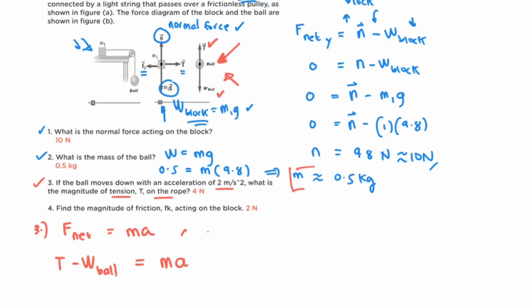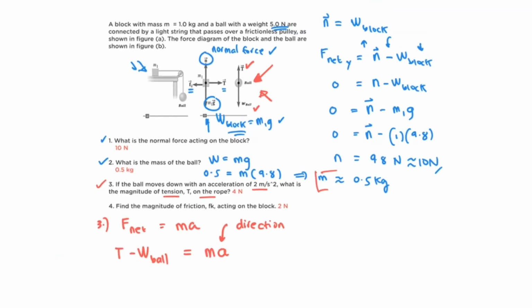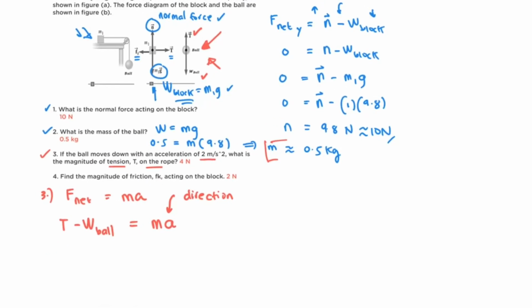Now for the acceleration, you have to take note where the object is moving, or its direction. If it's going down, it should be negative. If it's going up, it should be positive. That is our convention, just like force. So moving forward, we are interested to solve for tension. We will have T minus the weight of the ball, as given in the problem, is equal to 5.0 Newton, and that is equal to the mass of the ball. We have solved that in number 2. That's equal to 0.5 multiplied by the acceleration.